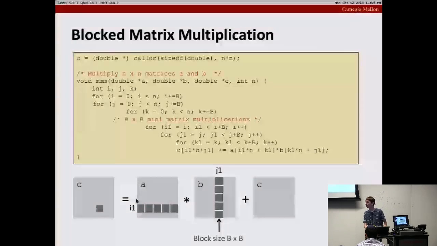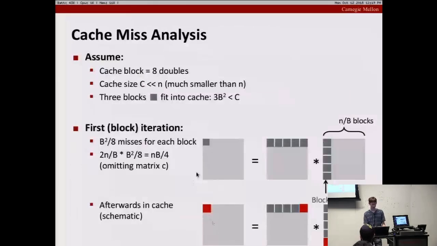So C is what we're trying to calculate. We're trying to calculate C as the product of A and B. Okay. So the idea is that we're taking these blocks in the rows of A and the blocks in the columns of B. And what we're going to do is calculate the product of everything in a block before we move on and calculate the next block.